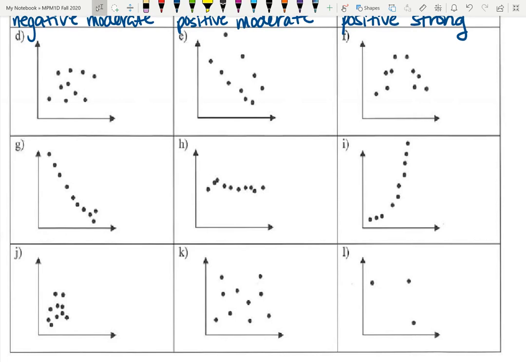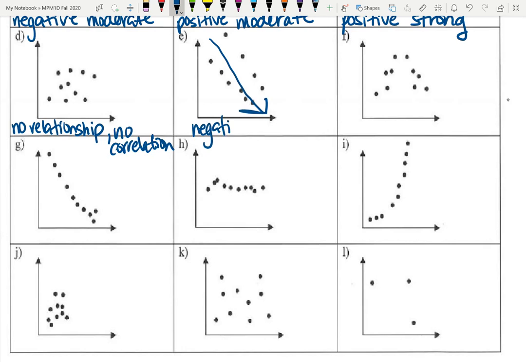D. I don't see a relationship here. I'm not sure if the points are moving this way or if they're moving this way. So I'm going to say there's no relationship, and there's no correlation. Okay, next, there is definitely a negative relationship here. But I'm going to go ahead and say this is a weak relationship.